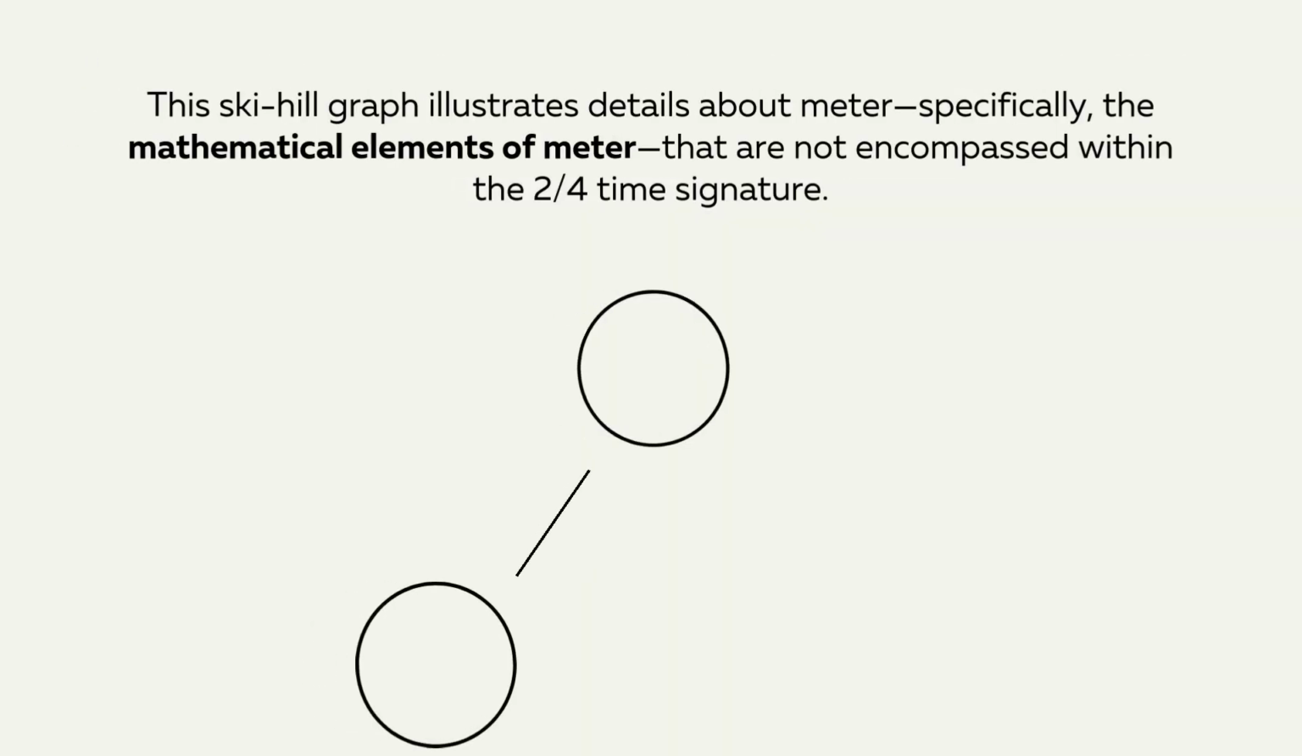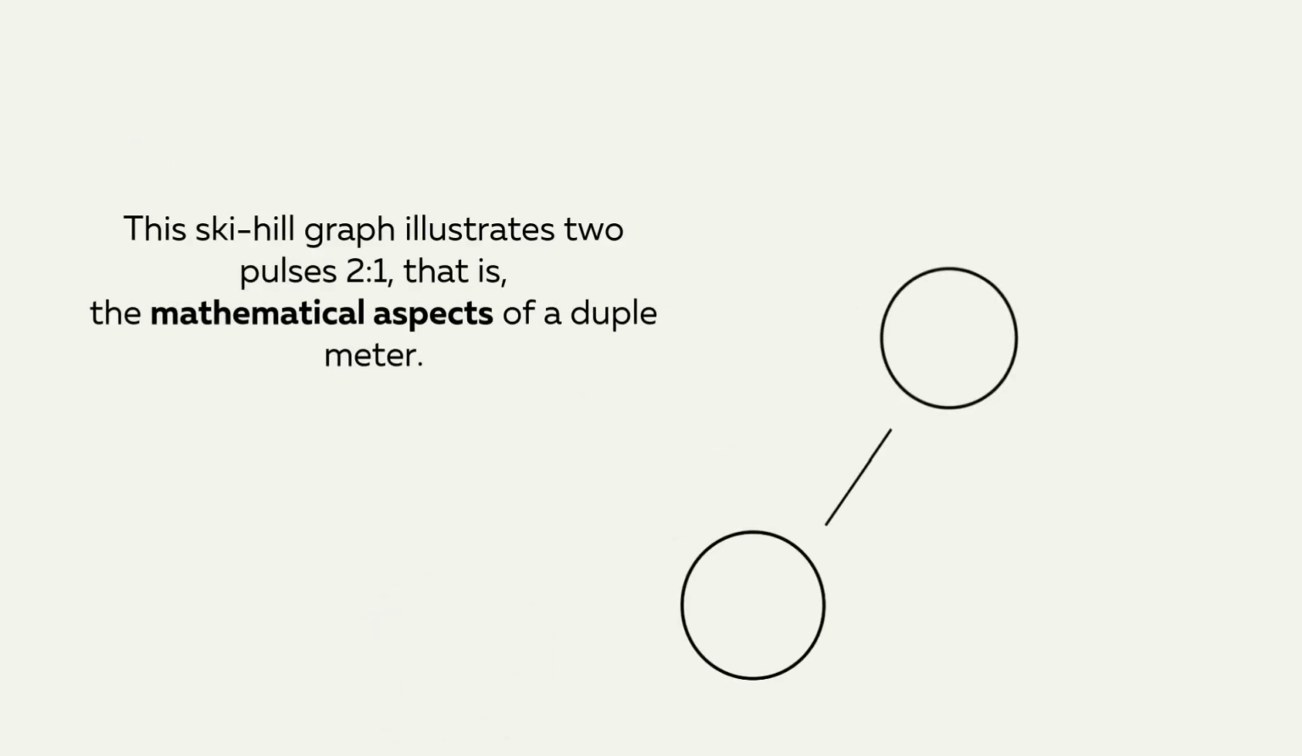This ski hill graph illustrates details about meter, specifically the mathematical elements of meter that are not encompassed within the 2/4 time signature. This ski hill graph illustrates two pulses, 2 to 1, that is, the mathematical aspects of a duple meter.